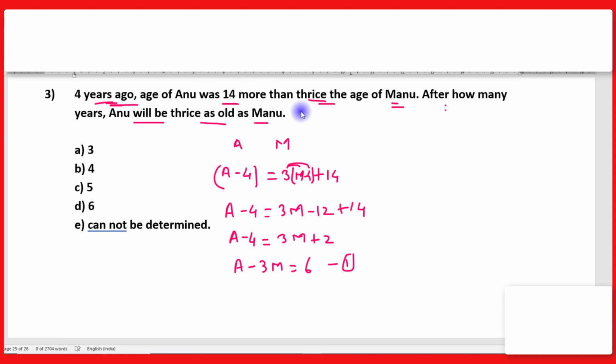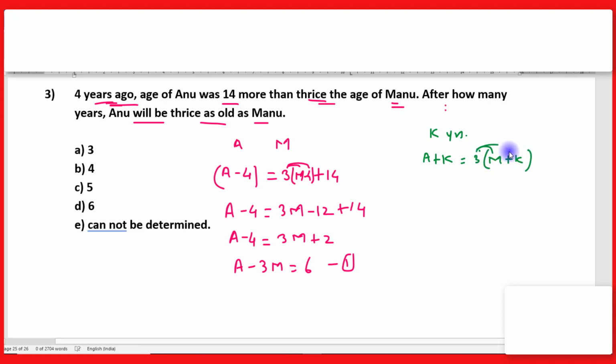Now see the next condition. After how many years will Anu be thrice as old as Manu? Let us say it is after K years. After K years, Anu will be thrice as old as Manu. So after K years Anu's age will be A plus K, that is equal to thrice Manu's age, and Manu's age will be M plus K.